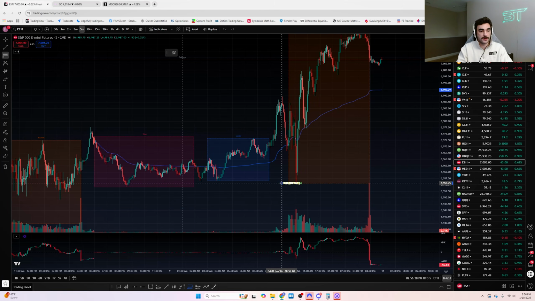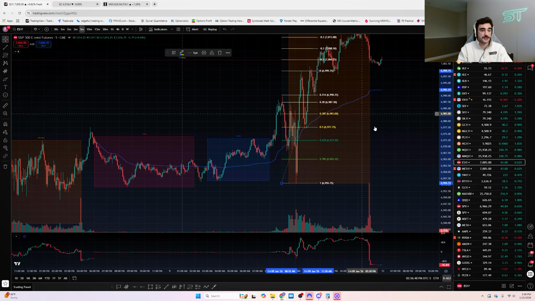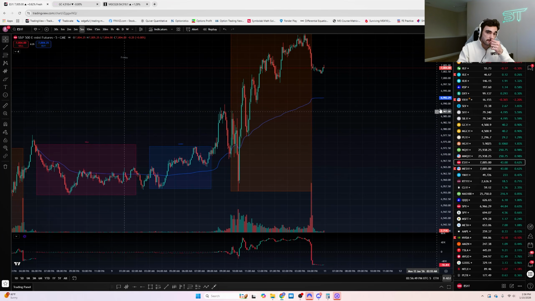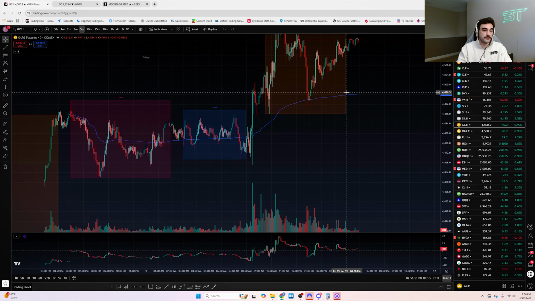And if I'm using a fib in here, I'm not going to go over fib concepts in this video, but you come down to that 0.5, you have VWAP there as well. Buyers immediately pick it up and continue to hold us above VWAP for the rest of the day. I'm going to hop back over to GC here.